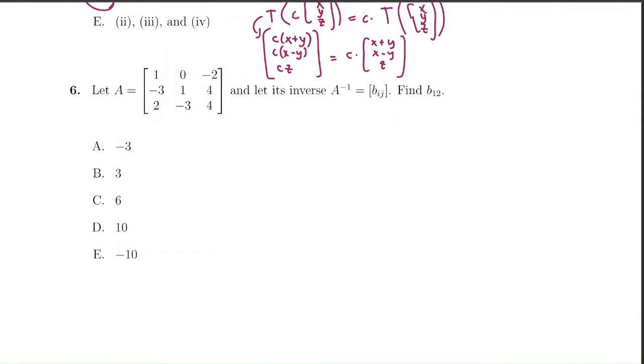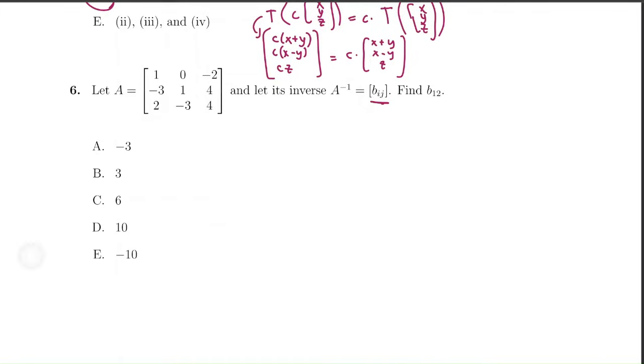Number 6. Let A be this matrix here, and its inverse is defined by these terms B i j, where i is the row and j is the column. So we want to find B 1,2. So you want to find A inverse at the entry on the first row and second column.